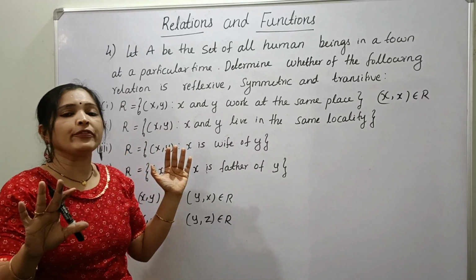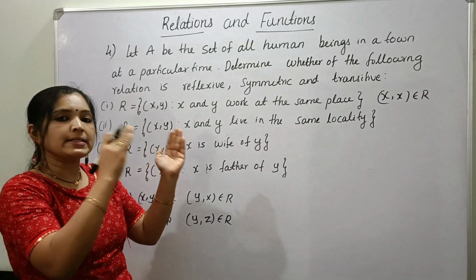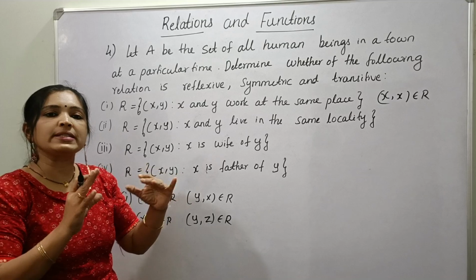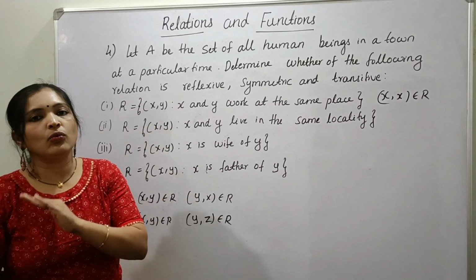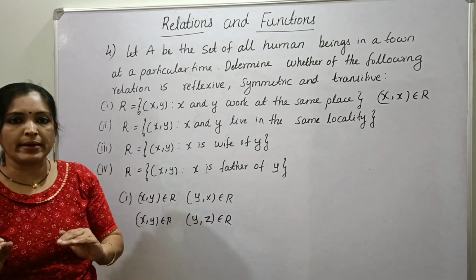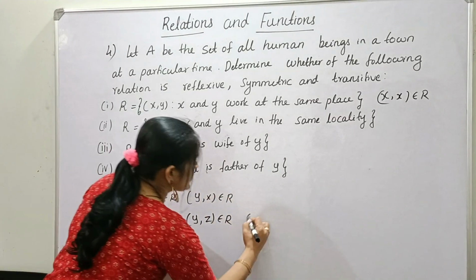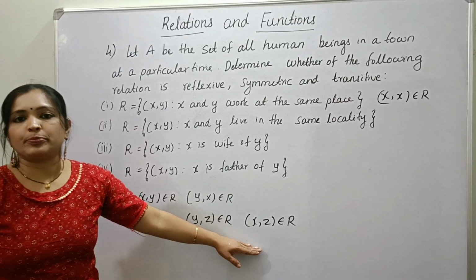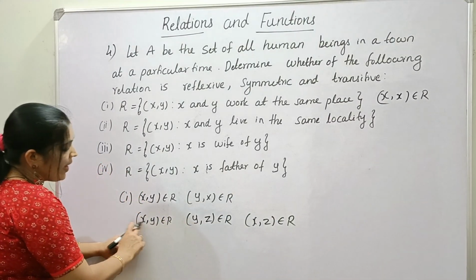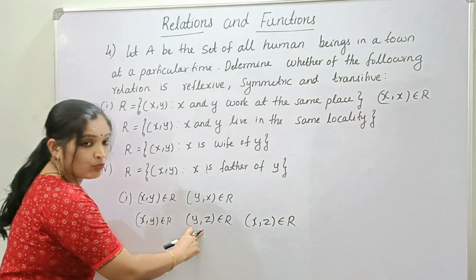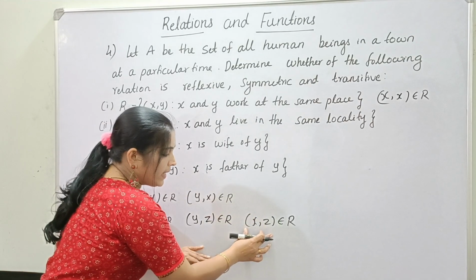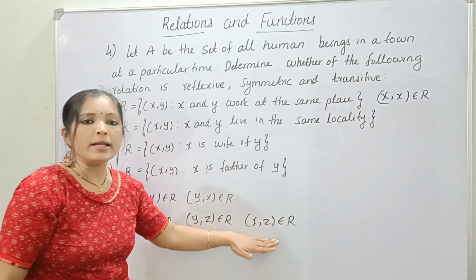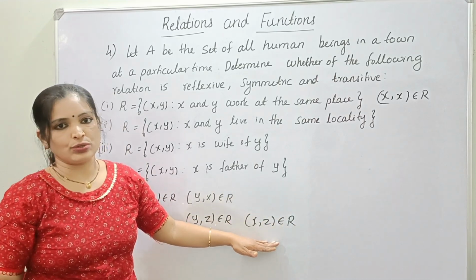So these three, x, y and z, work at the same place, right? Therefore we say x and z work at the same place. That means xz belongs to R. If xy belongs to R and yz belongs to R, then xz belongs to R. So according to the definition, here R is transitive also.